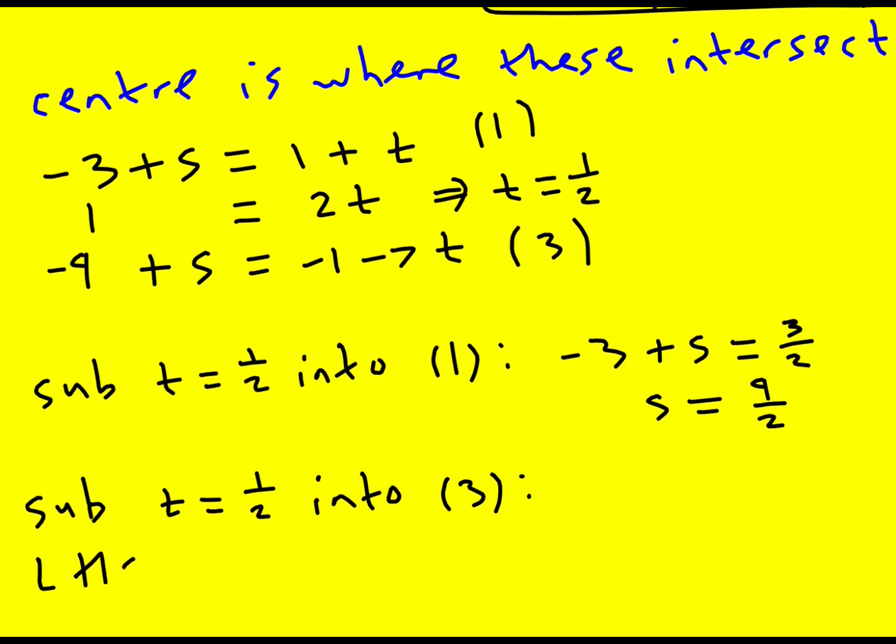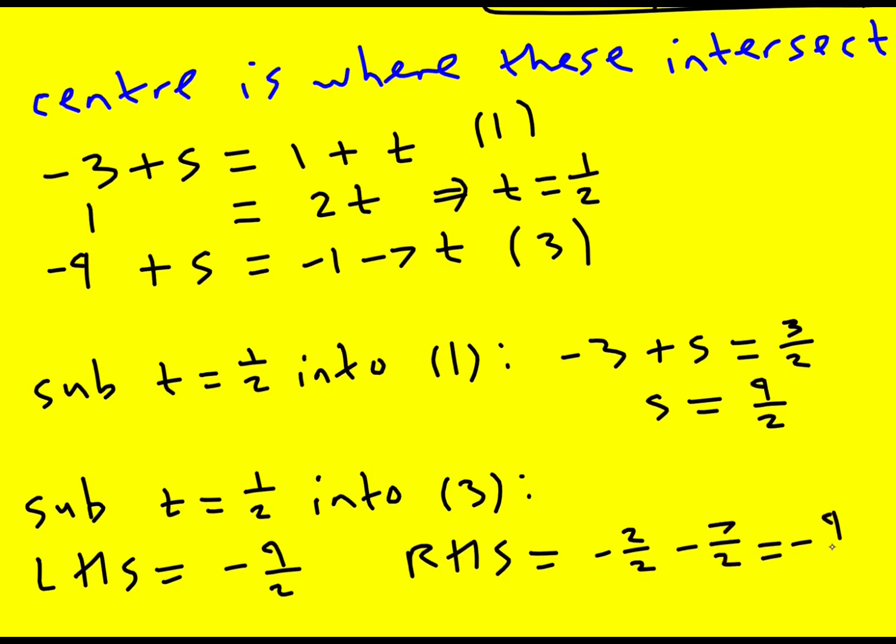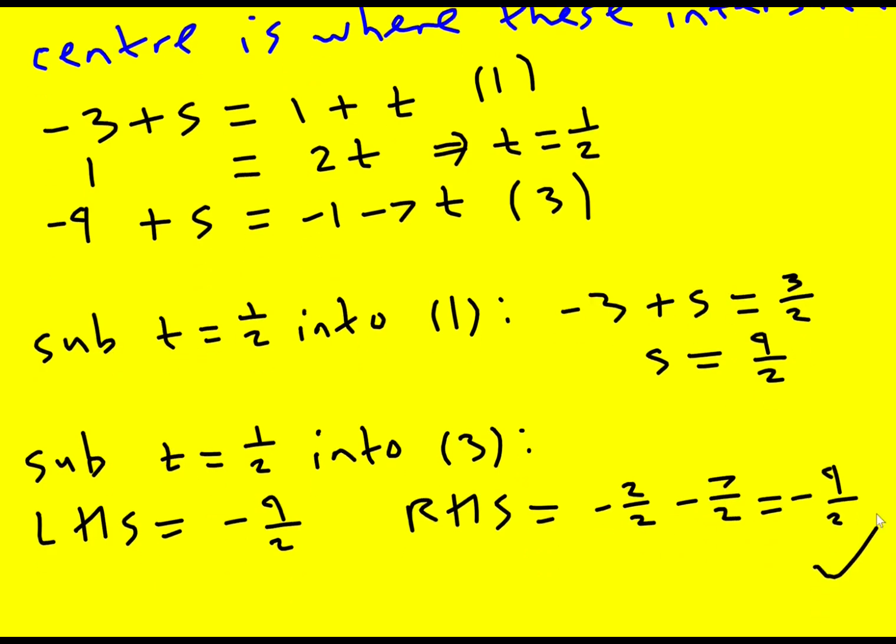So the left-hand side will equal minus 9 over 2. So it's minus 18 over 2 plus 9 over 2. And the right-hand side will equal minus 2 over 2 minus 7 over 2. Okay, so this works. Consistent.